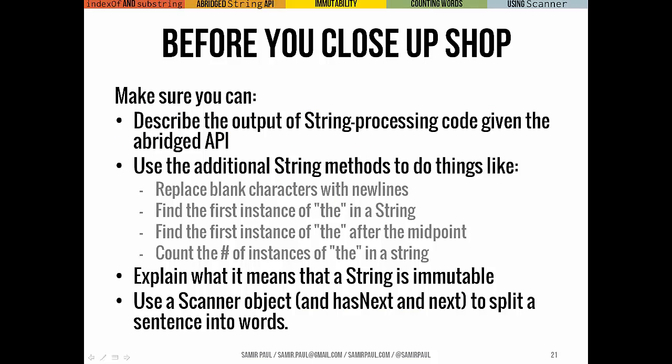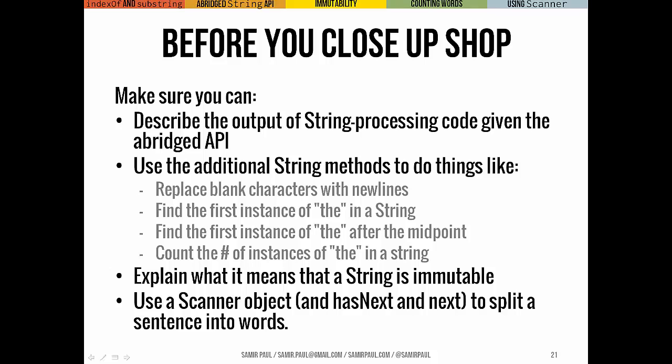You want to be able to describe the output of string processing code if I give you the abridged API. I don't need you to memorize all those methods necessarily. Eventually, you probably will have a lot of them memorized just from using them. But I assume I'm going to give you a short version of the API. You want to be able to use those string methods that we talked about today in order to do little tasks like replacing all the blank characters with new lines. And remember, because strings are immutable, that really means building a new string with new lines instead of spaces.